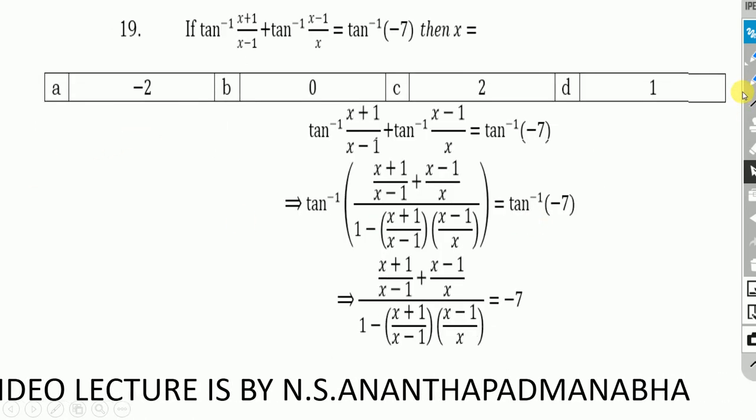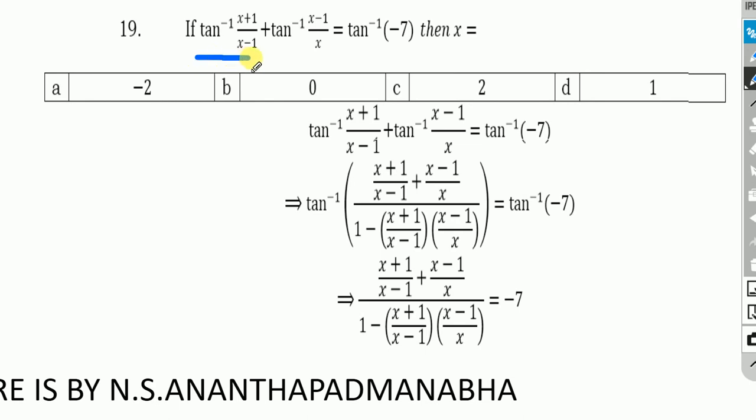Next, if tan inverse of (x plus 1) by (x minus 1) plus tan inverse of (x minus 1) by x is equal to tan inverse of minus 7, then x is equal to, so that is we have to find the value of x, given that tan inverse of (x plus 1) by (x minus 1) plus tan inverse of (x minus 1) by x. Option A is minus 2, option B is 0, option C is 2, option D is 1.